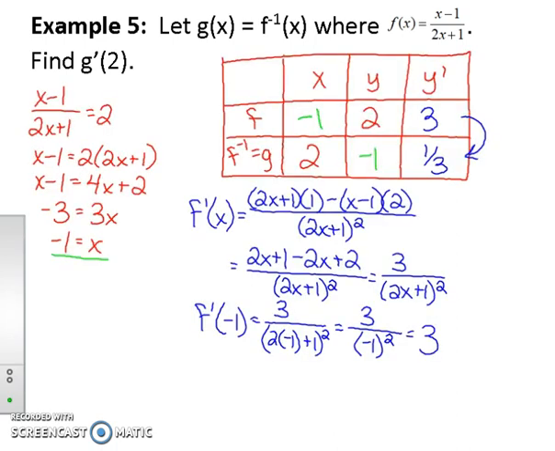Okay, so I tried to color code my work here. I started off by making my chart there in red. The information I knew was that I was finding g prime of 2. So 2 would be the x-coordinate for g, which was the same as f inverse. Knowing that gave me the y-coordinate for f of x. So I then, over here to the left, set my f of x function, x minus 1 over 2x plus 1, equal to 2.